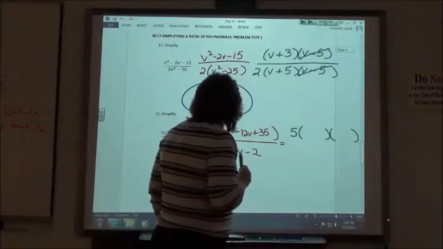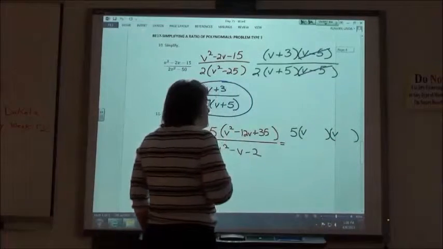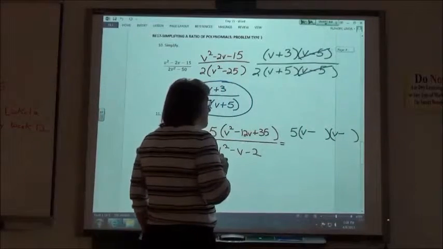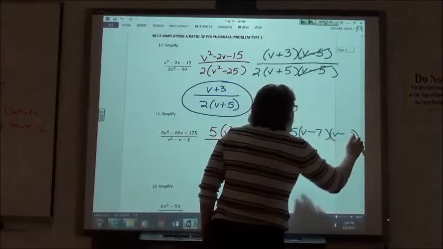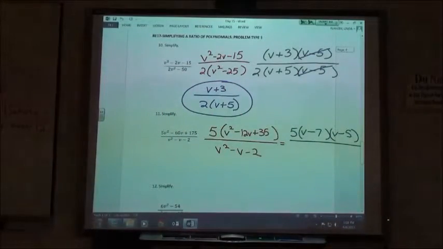Okay, we're going to have a v and a v, and a negative and a negative, and a 7 and a 5. Exactly. Negative 7 plus negative 5 is the negative 12 in the middle.